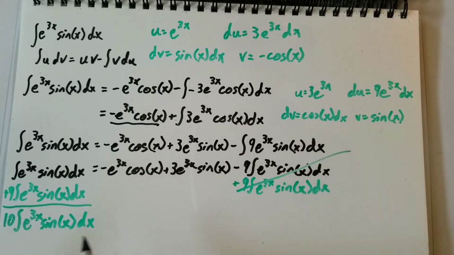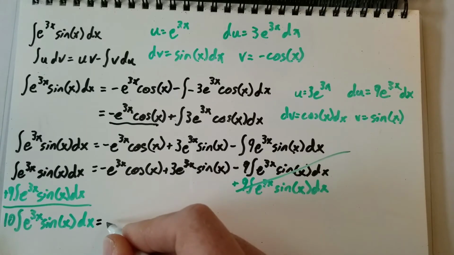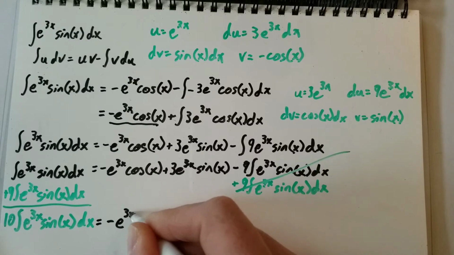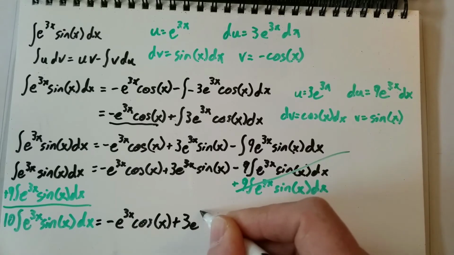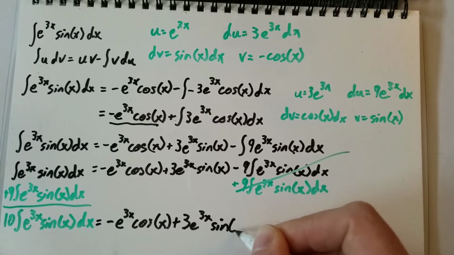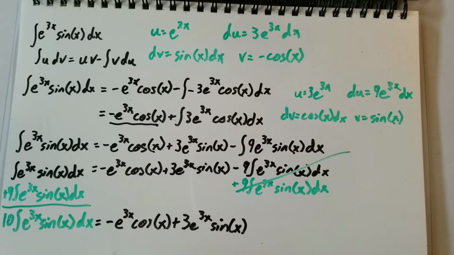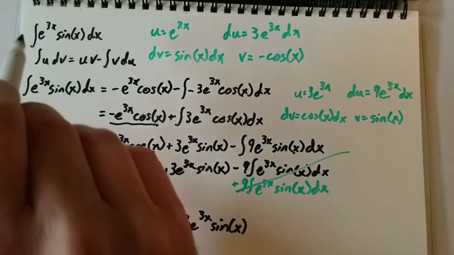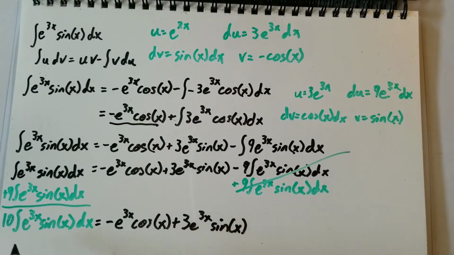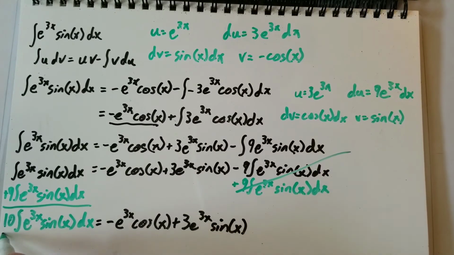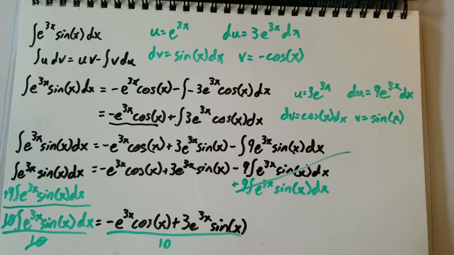And I'm going to rewrite all this next to this. So we have equals negative e to the 3x cosine x plus 3e to the 3x sine x. Now at this point, we want this left-hand side to equal what we originally started with. So what we have to do is divide both sides by 10. If we divide the left side by 10, our 10s cancel out. Then divide the right-hand side by 10.